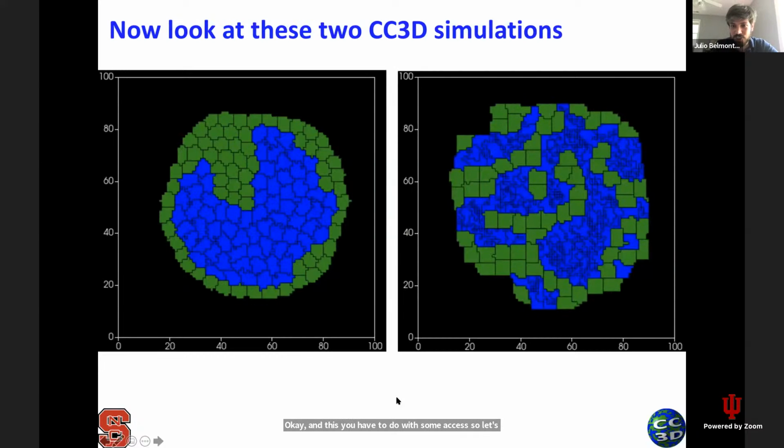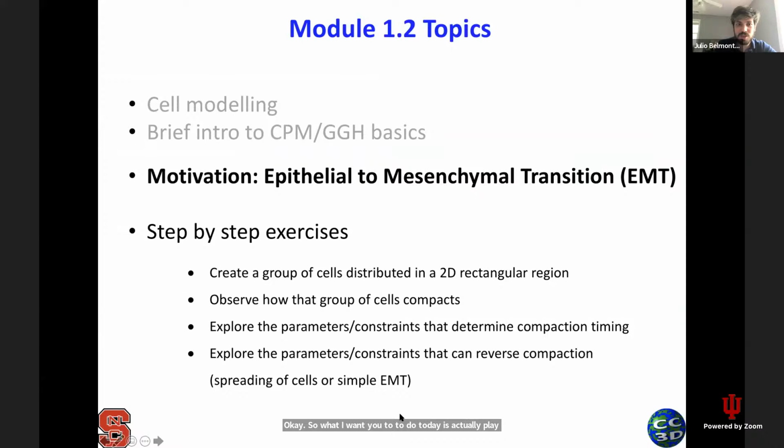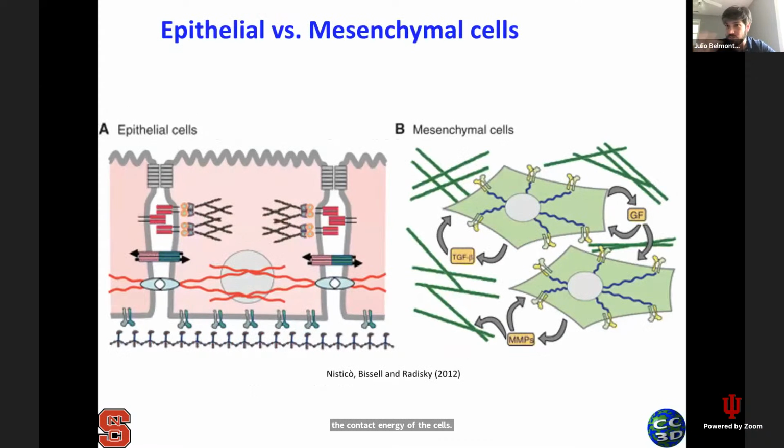What I want you to do today is play with one of those additional energy terms, the contact energy of the cells. We can use that to model epithelial to mesenchymal transition of the cells in a very simplified way. Very briefly, epithelial cells are very squarish and compact, they adhere to the neighboring cells in a very strong way, and they form sheets, right?